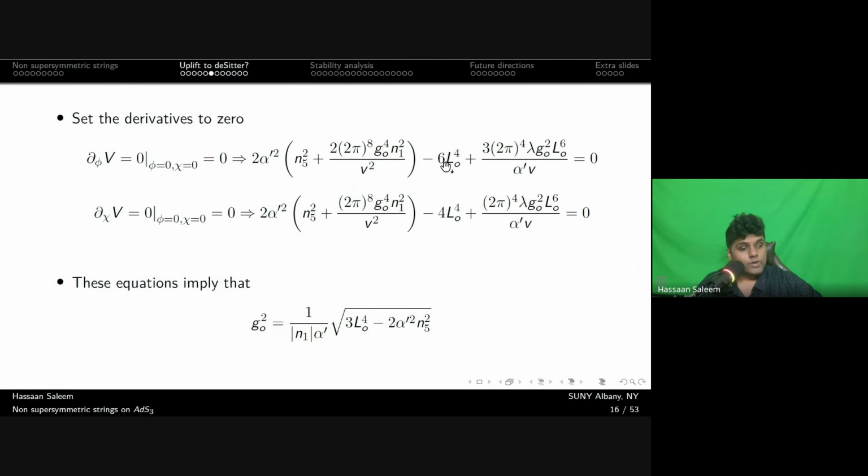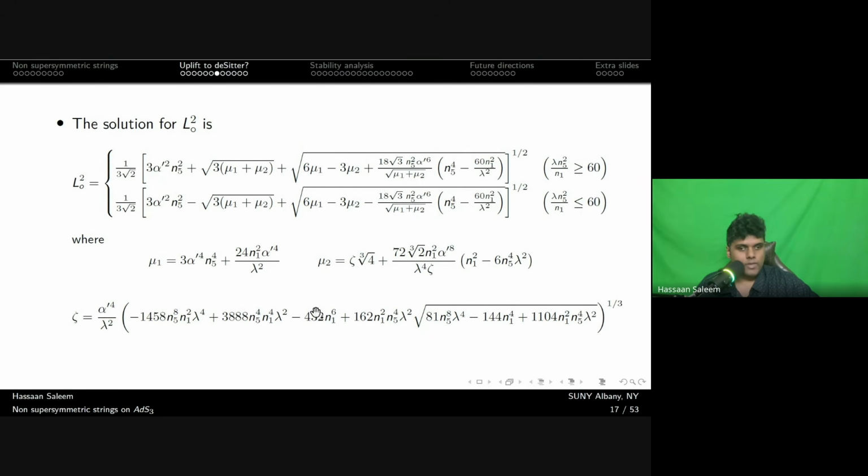One good thing about this background is that you can solve these equations analytically. If you look at the analog of these equations for AdS3 cross S3 cross S3 that I mentioned earlier, there you can't solve these equations analytically, but here you can. One equation that you can deduce from these two equations is the relationship between GO and LO, but you still need to solve for LO, right? And you can solve for LO. The solution is not very pretty, but it can be written down. And this is the solution. You can write it down in terms of defining other things, for example. But the solution for LO is known as an analytic function.